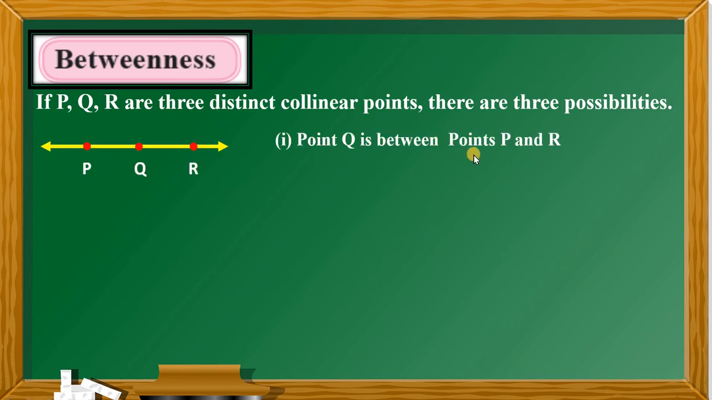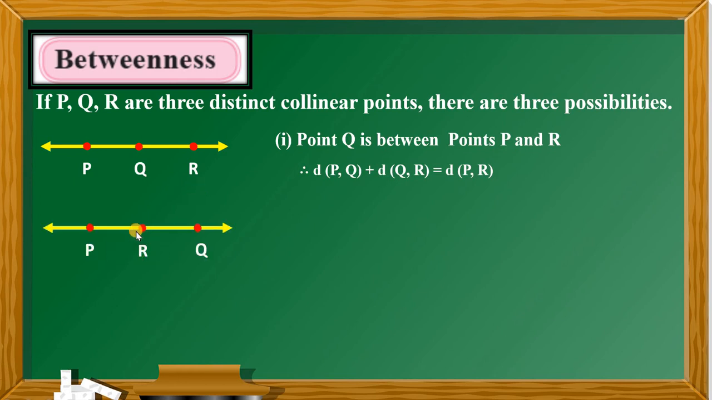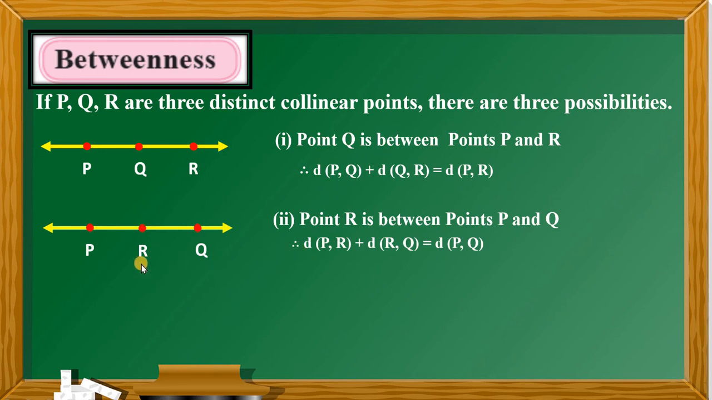Here point Q is between points P and R. So when such a case happens, then we can say the distance between P and Q plus the distance between Q and R will be equal to distance PR. Clear students? Now what about the second possibility? In the second possibility, here point R is between points P and Q. So what can we say? We can say that distance PR plus distance RQ is equal to distance PQ.